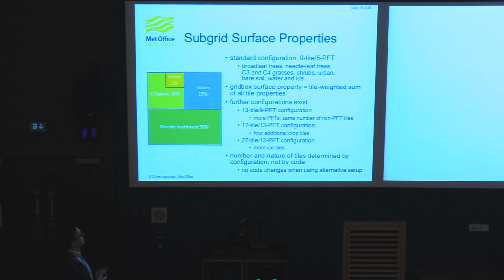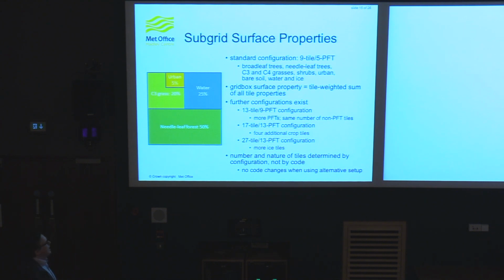and in the most traditional, or in the oldest representation of these subgrid tiles, we would have 5 plant functional types, very simple, either broadleaf trees or needleleaf trees, C3 and C4 grasses. So the difference here is a difference in how the photosynthesis works, basically. So there are just 2 different ways grasses deal with that. And there are shrubs, and then there are non-vegetation types like urban or bare soil, water and ice. And water is, in my understanding, not meant to be the oceans. The oceans are separate, but this is lakes and rivers and stuff like that.